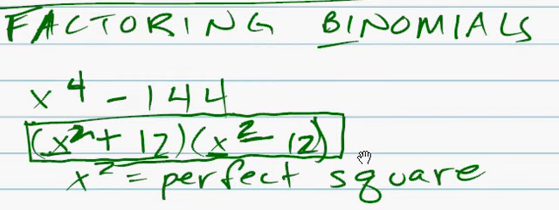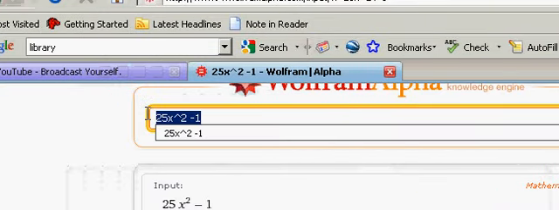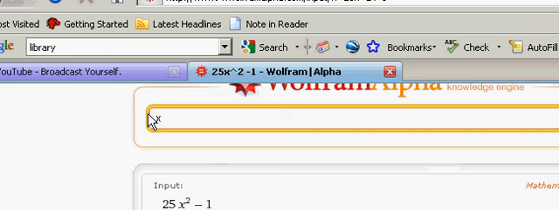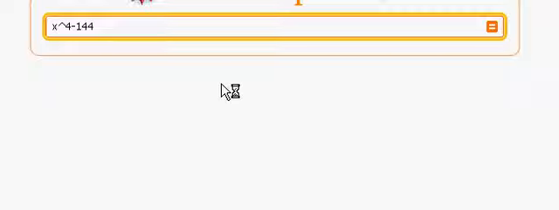Alright, now let's take a look at this x to the fourth minus 144. What do you think it's going to look like when we put it in for graphing? X to the fourth minus 144. Take a look at it. I'm going to do its computational genius.